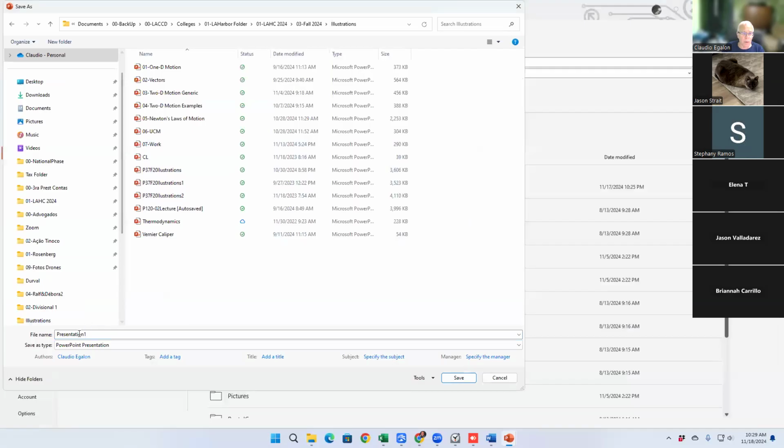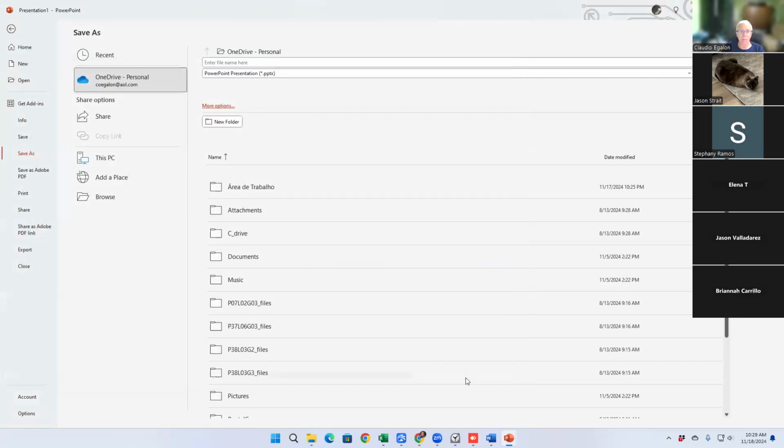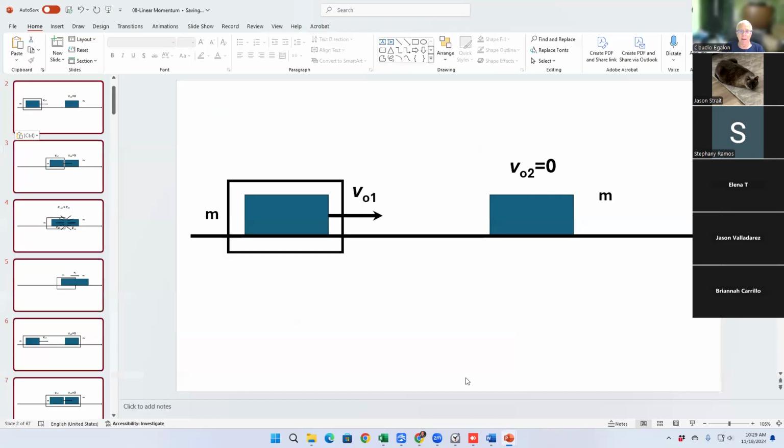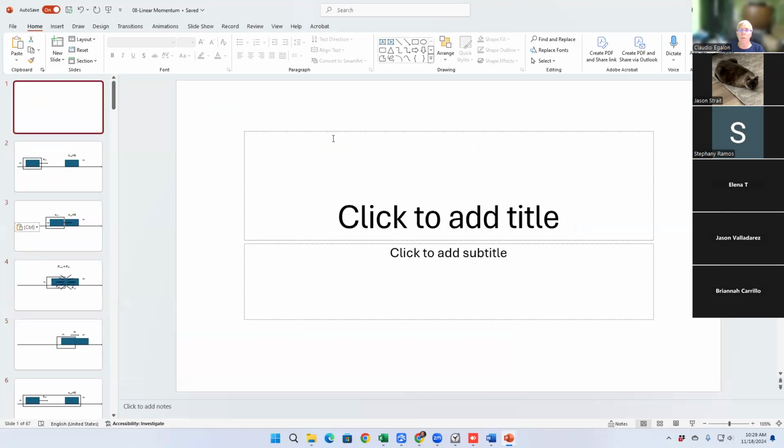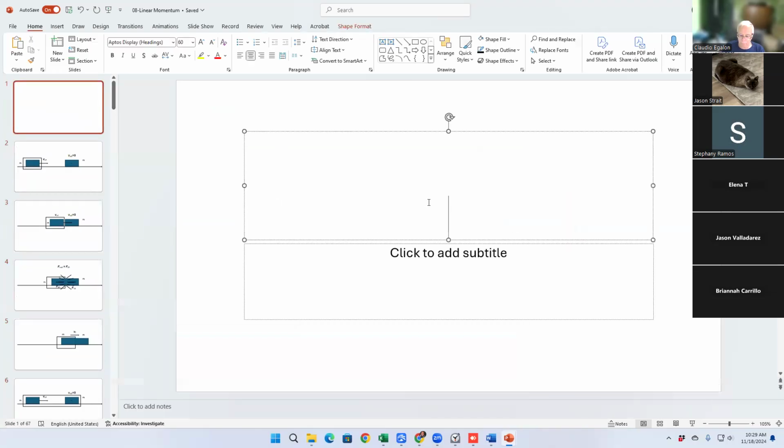Illustrations. And here you go. Linear momentum. I'm going to even specify linear momentum. There's a reason why I specify linear momentum, because there are other types of momentum. Okay? Let us say, okay, here you go. Linear momentum.